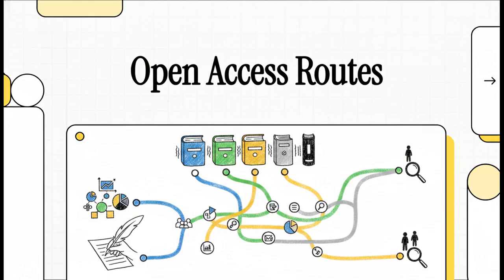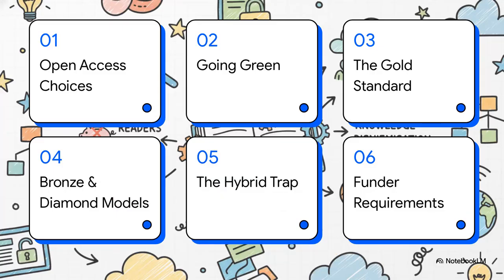Yeah, the publishing world has wonderfully, and sometimes kind of perplexingly, color-coded the options for us. So, let's figure this out. To keep us on track, here's our agenda. Number 1, the open access choices. 2, going green, self-archiving. 3, the gold standard. 4, bronze and diamond models. 5, the hybrid trap. And finally, number 6, funder requirements.